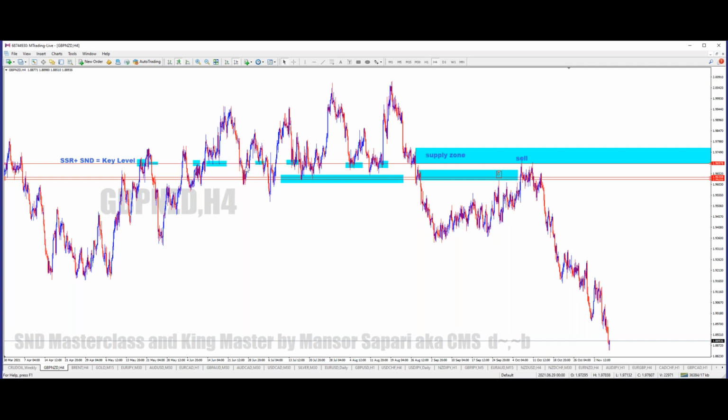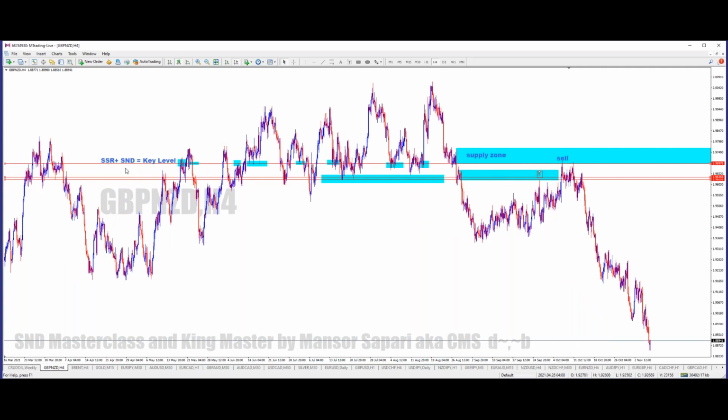QMTR is when you have a lot of support, but they are not in line. They are inclined, they are not in the same line. So we are looking for QMTR, which is our great weapon to do the entry. We will learn it later. But for today, I think we will learn about SSR, SND, and KeyLevel. Is that okay?